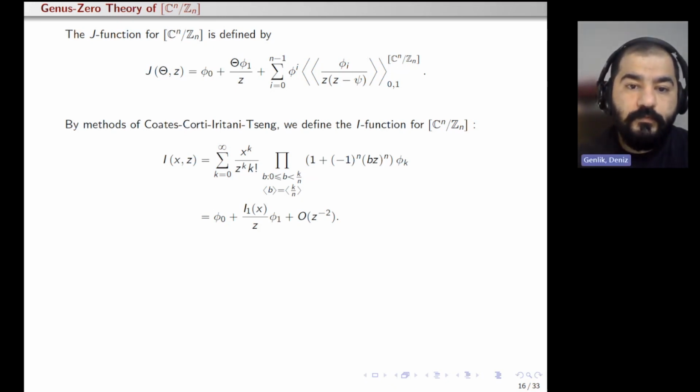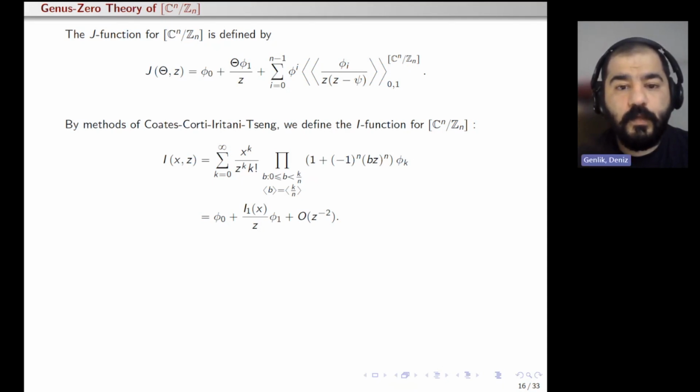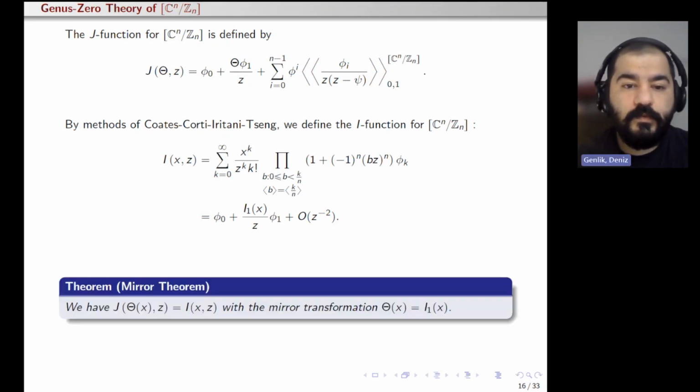If you want to find your I function, there are different methods out there, and for this target we use the work of Coates, Corti, Iritani, and Tseng, and we find our I function for this target. And what is the use here? Understanding Gromov-Witten invariants could be hard, but this type of I function is kind of better to manage in some sense. And again, by the work of Coates, Corti, Iritani, and Tseng, we proved this mirror theorem. Basically, we said this J function is actually this I function after a change of variable. And now we can work with the J function through the I function.